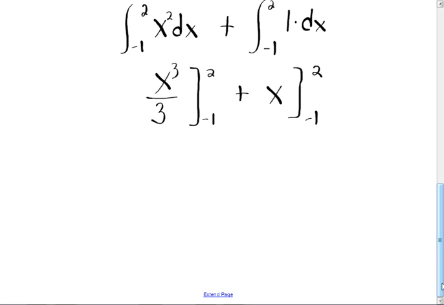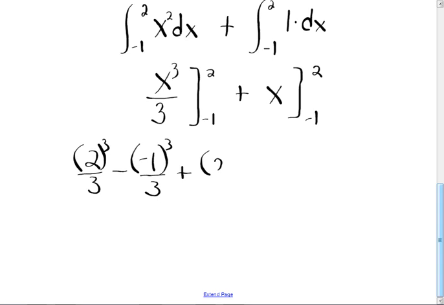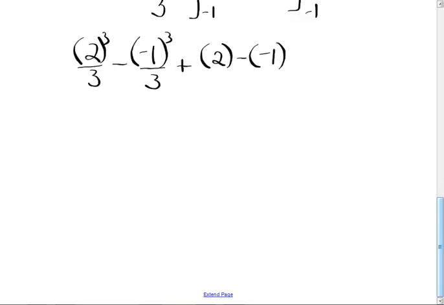Okay, so we substitute this in. So it's 2 cubed over 3 minus, do I need parentheses when I substitute a negative? I really need it with a positive too, but I'm usually lazy. Minus 1 cubed over 3 plus, and then we're going to substitute this one in, which is 2 minus negative 1. And we have problems with this because of the fact that we don't use the parentheses. Now, if this is free response, that's good enough.